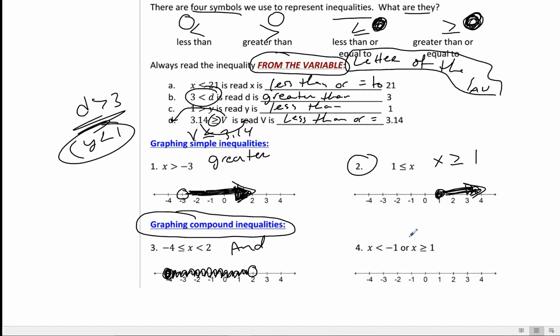Number 4, this is an OR inequality. OR inequalities go in opposite directions usually. So X is less than negative 1, so less than goes this way there. Or X is greater than or equal to 1, so close that at 1. Greater means to go to the right, so there we go there. So you see that there's some open space right in the middle.